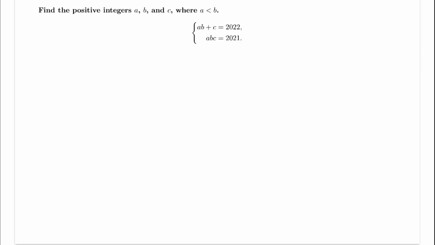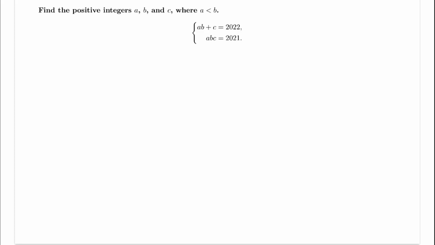Okay, so today we're going to be looking at this problem here. The problem is asking us to find the positive integers a, b, and c where a is less than b. So here we see a system of equations with ab plus c equals 2022 and abc equals 2021.